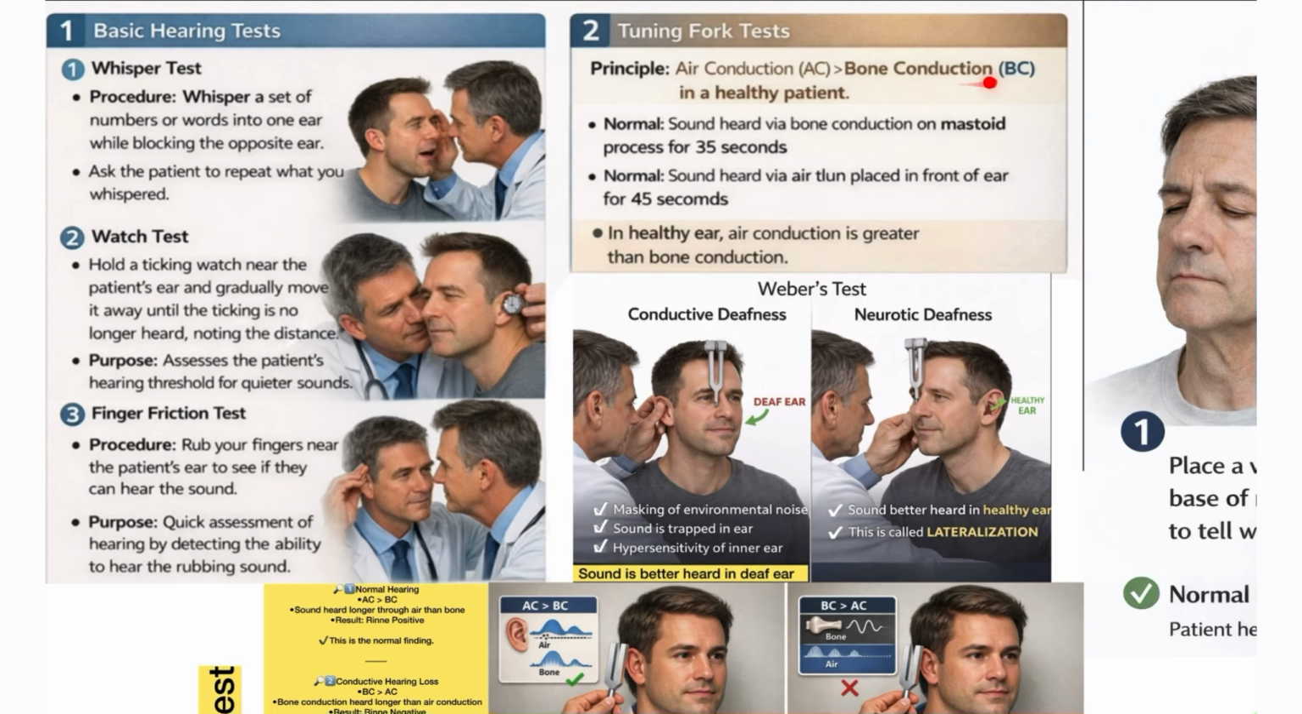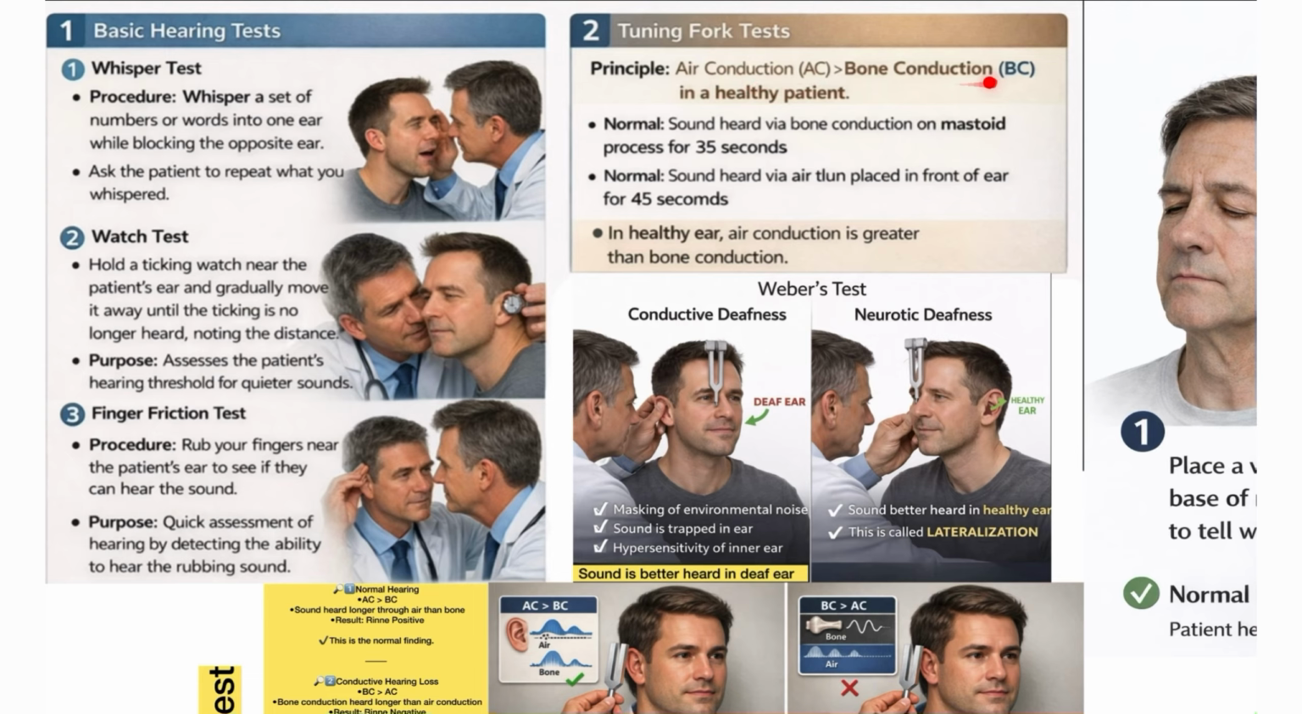In the Rinne test, as I said, air conduction is more than bone conduction, and when the duration of sound heard through air is longer than that of sound heard through bone, then the Rinne test is positive. In conductive hearing loss, bone conduction is more than air conduction, so the sound duration heard through bone conduction is more than that of air conduction, and this is called Rinne negative. It suggests external or middle ear pathology like wax, otitis media, and ossicular fixation.